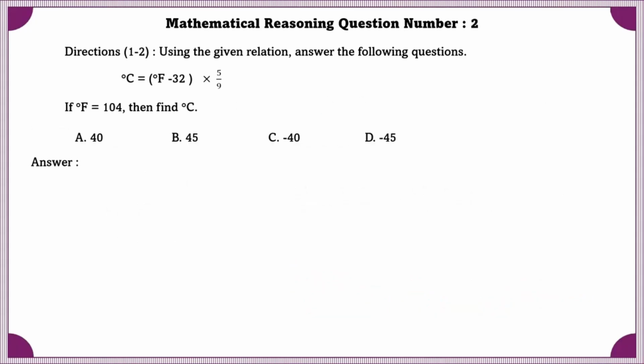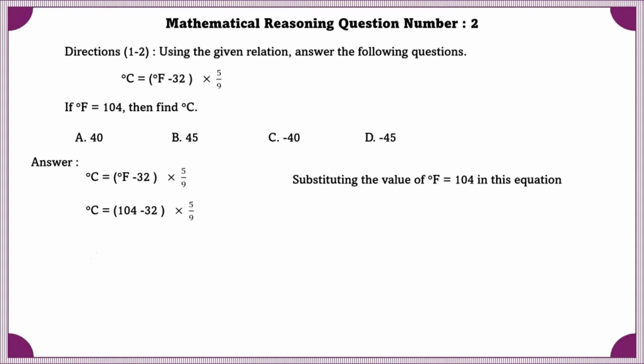Mathematical reasoning question number 2. Using the given relation, answer the following questions. If degree Fahrenheit is equal to 104, then find degree Celsius. First, let us substitute the value of degree Fahrenheit into this equation. Then simplifying the bracket 104 minus 32, we will get degree Celsius is equal to 72 into 5 by 9. Then simplifying, we will get degree Celsius is equal to 40.